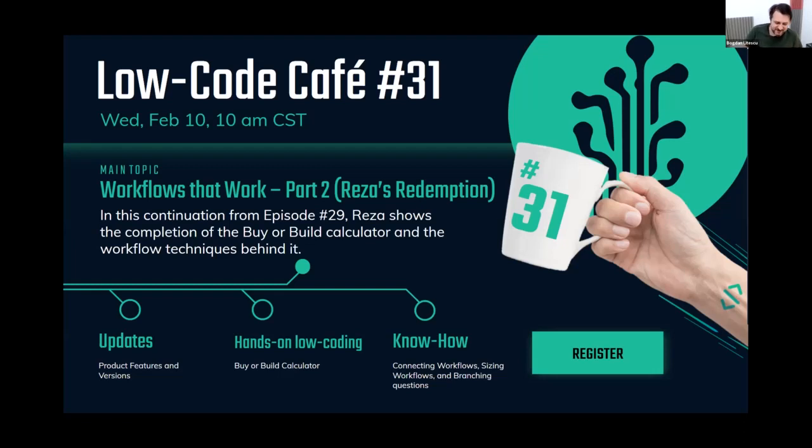This episode is also known as Reza's Redemption because he will continue demoing a system that we saw 2 editions ago, if I remember correctly. It was a value calculator, and today we'll see how it was built behind the scenes, the workflow techniques, and so on.